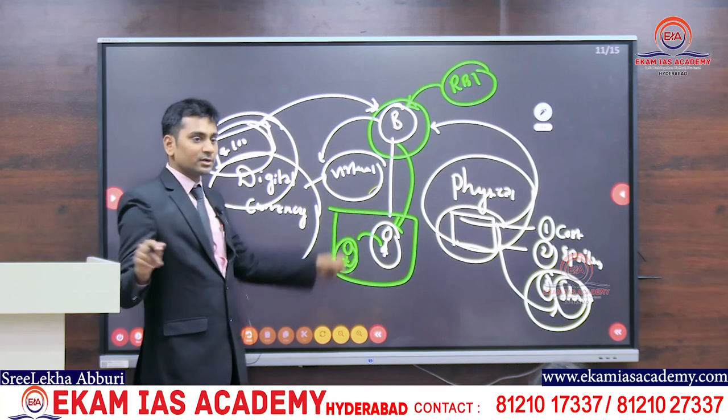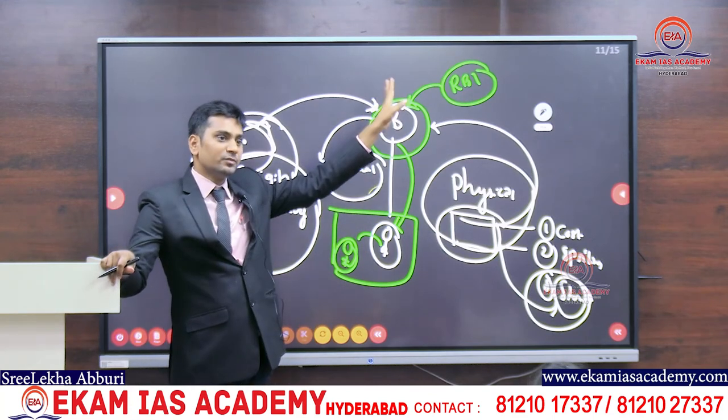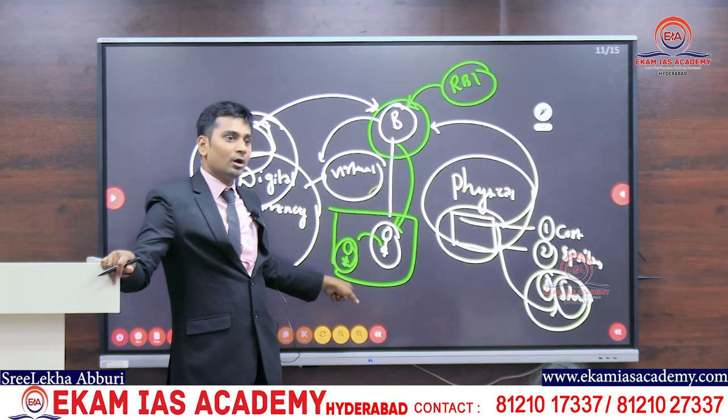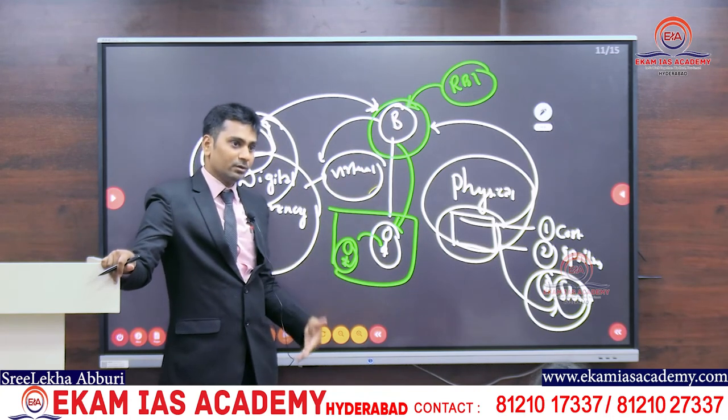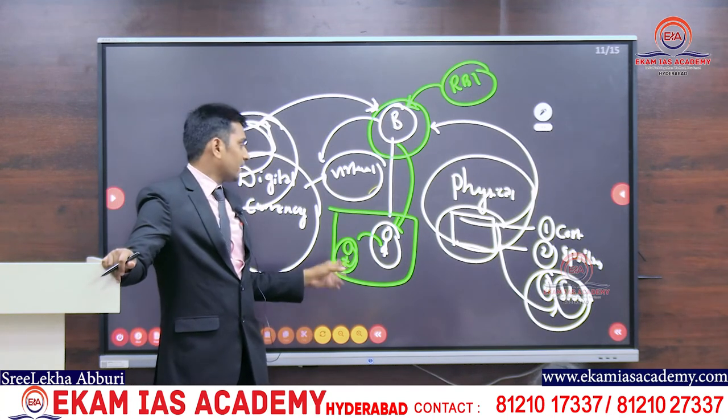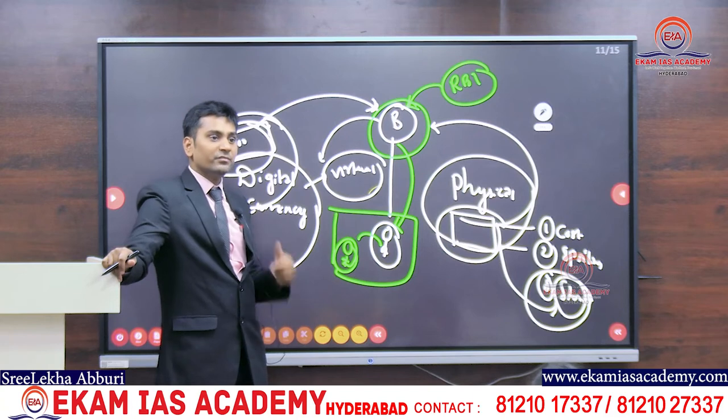This is how money is being circulated. There will be one agency which will be printing, and that will be passed here. From here, they will get it here. How? Say for example, if I am working in this EKAM IAS, what will I do? For that I will take money. From where are they getting money?